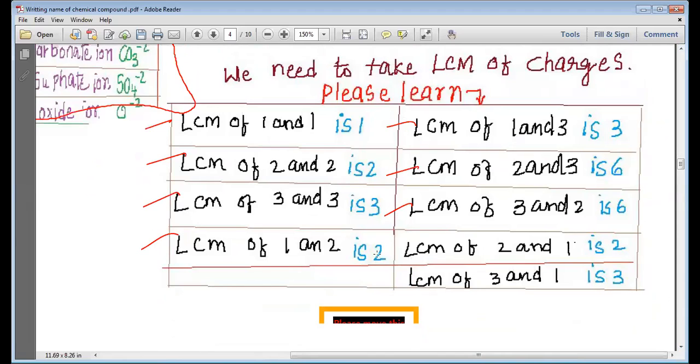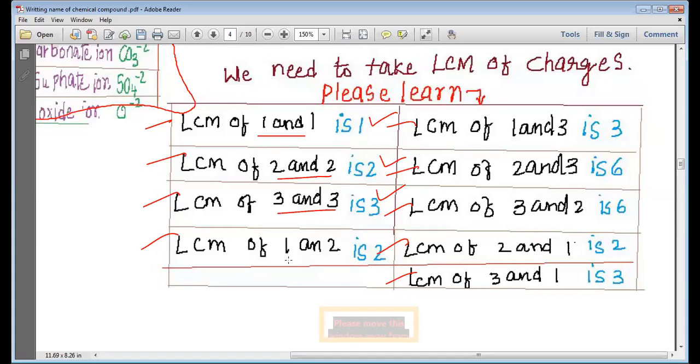So my dear students, we can easily understand, first, the LCM of 1 and 1 is always 1. The LCM of 2 and 2 is always 2. The LCM of 3 and 3 is always 3. So while writing the LCM, we can easily understand that LCM of 1 and 1 is 1, 2 and 2 is 2, 3 and 3 is 3.